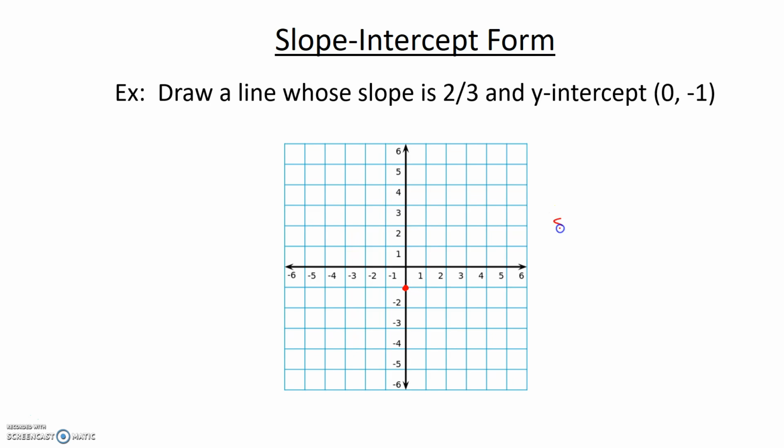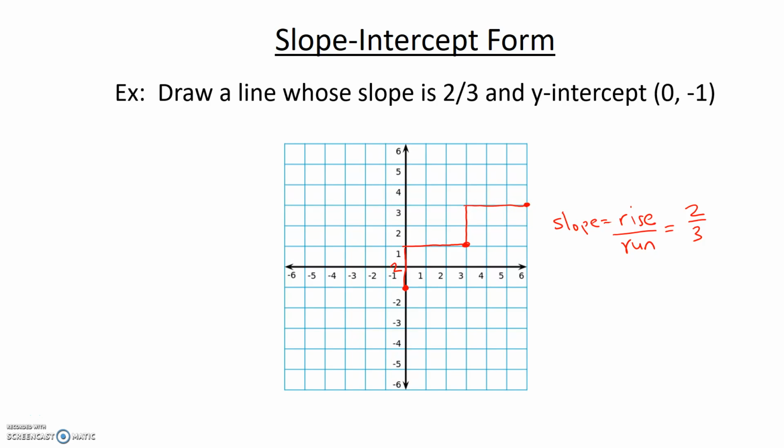Now keep in mind that our slope is rise, which is a change in y's, over the run, which is a change in x. So the rise is 2 and the run is 3 since our slope is 2/3, which means from the point (0, -1), we're going to go up 2 and across 3 and place a second point there. And we could keep doing this an infinite number of times and go up 2, go across 3.